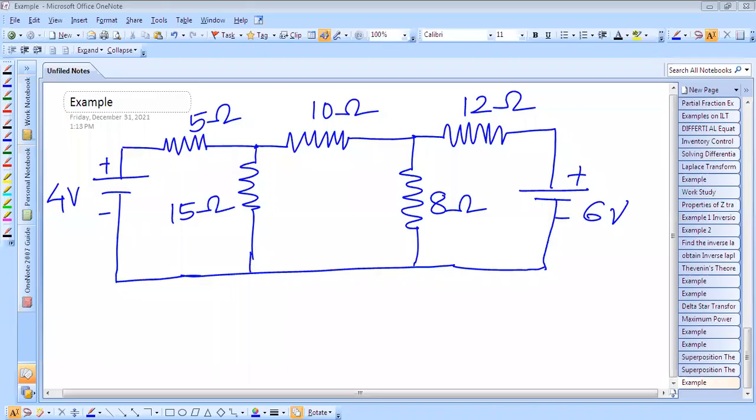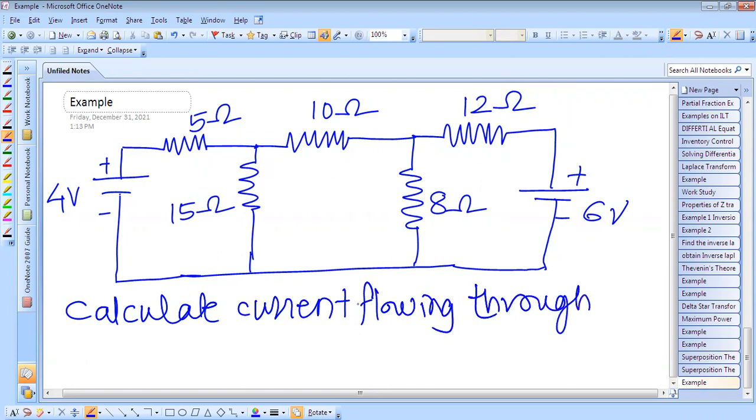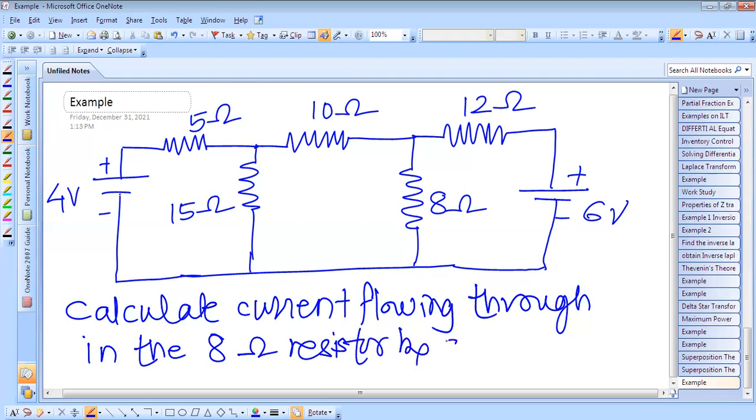Good morning. Today we'll solve an example by using the superposition principle, where we have to calculate the current flowing through the 8 ohm resistor by the superposition principle.